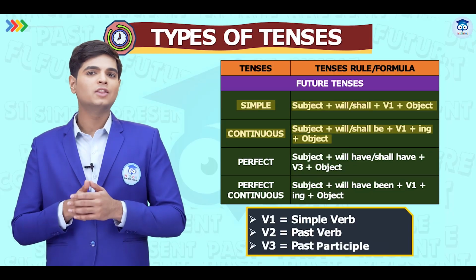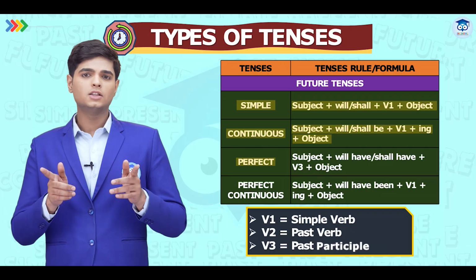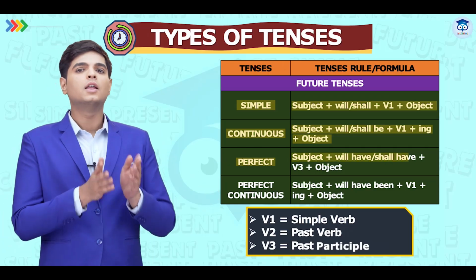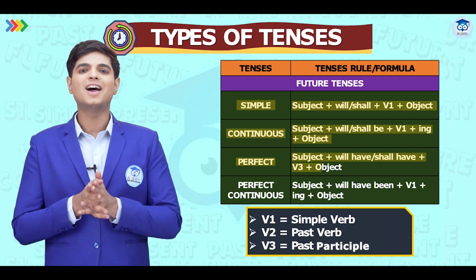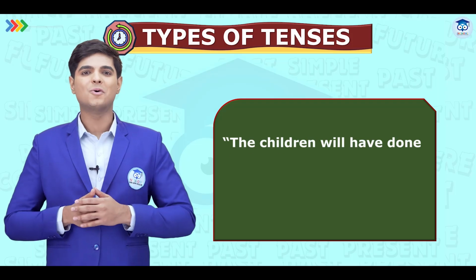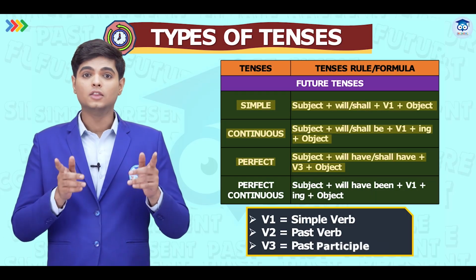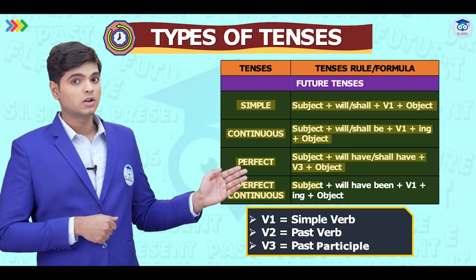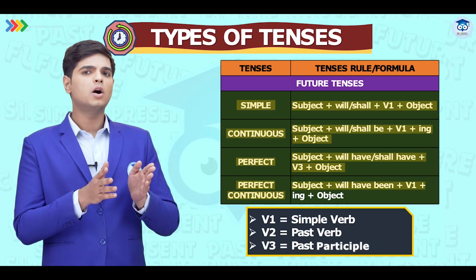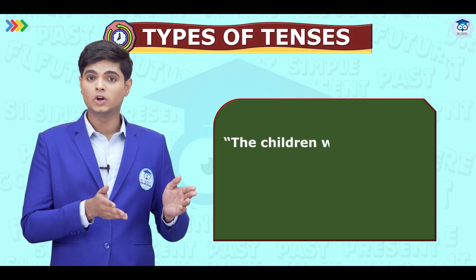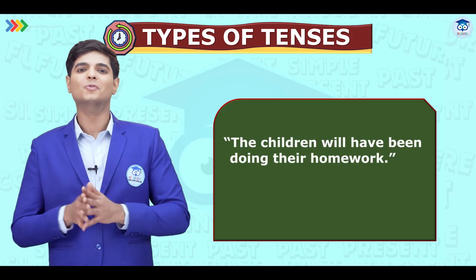Now, let's look at the future perfect tense. This uses subject plus will have or shall have, then the third form of the verb and the object, as in the children will have done their homework. And lastly, the future perfect continuous tense, which combines subject plus will have been, the verb with ing and the object. For example, the children will have been doing their homework.